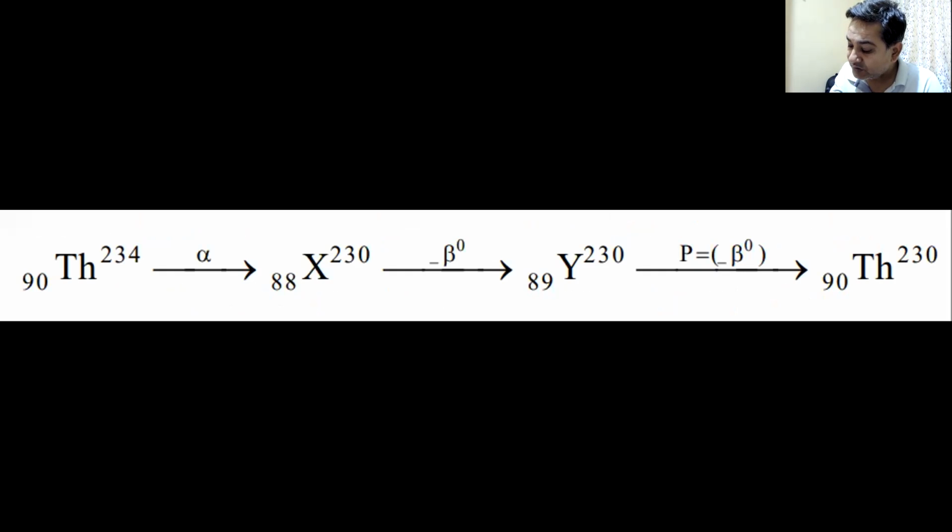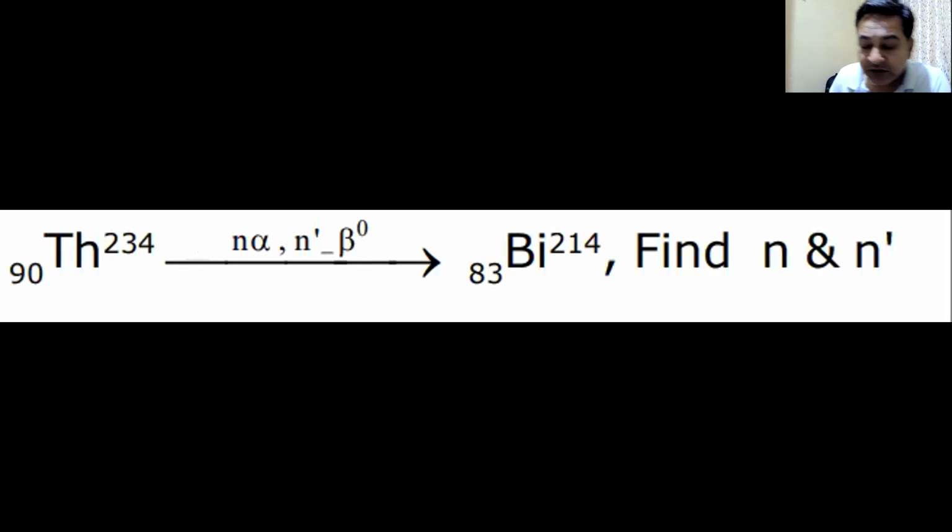And this is the next question that I am going to show you. This might require a bit more work, but if you can do this, I would be pretty glad. And the question comes right now. Thorium 234, 90 gives N alpha, N dash beta. It becomes bismuth 214, 83. Find the value of N, which is the number of alpha particles, and N dash, which is the number of beta particles. Your time starts now. And you have a minute to minute.